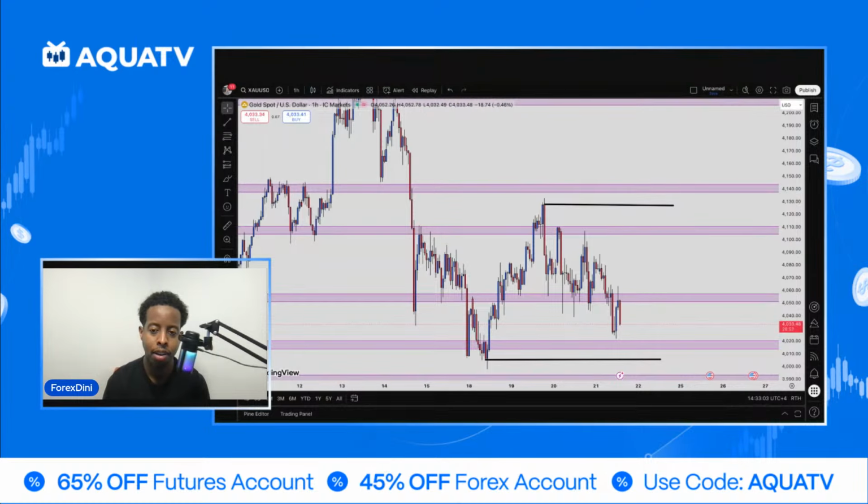Gold is very choppy today. Yes, a lot of consolidation going on, which is why I highlighted those two points. We need to get a break above or a break below.